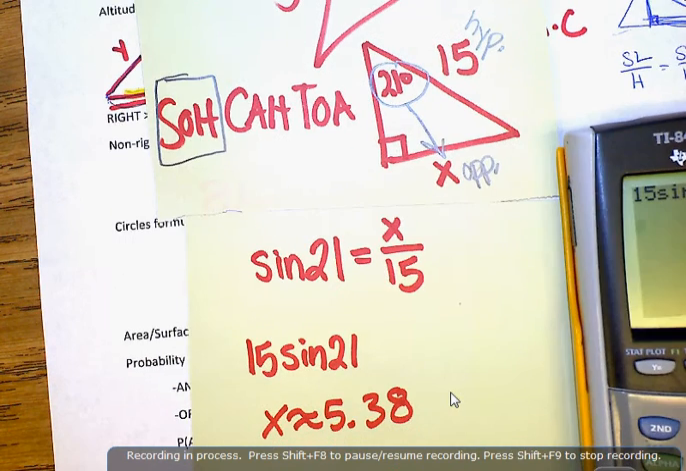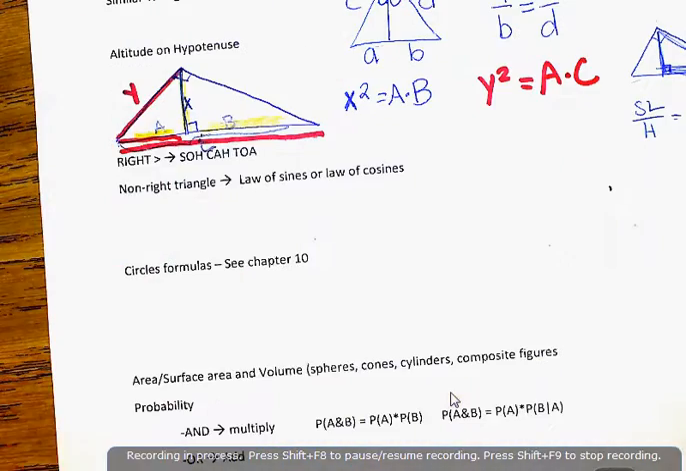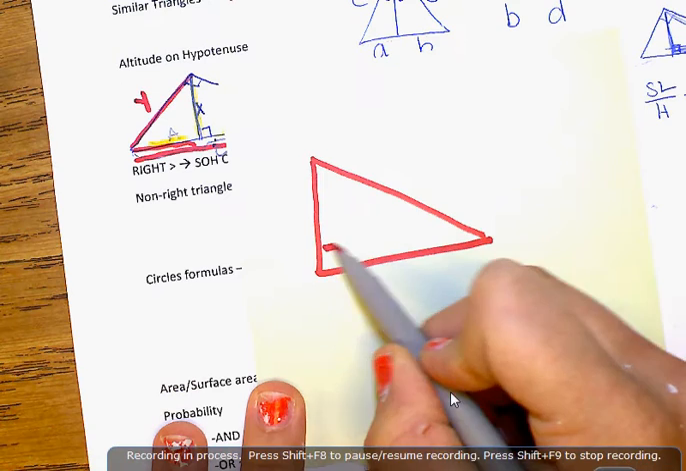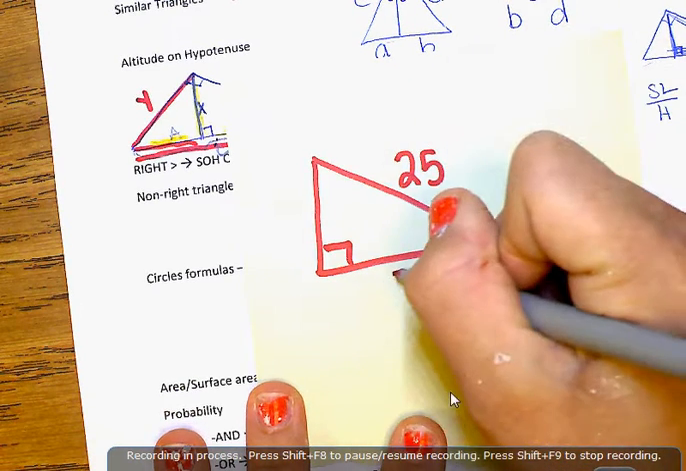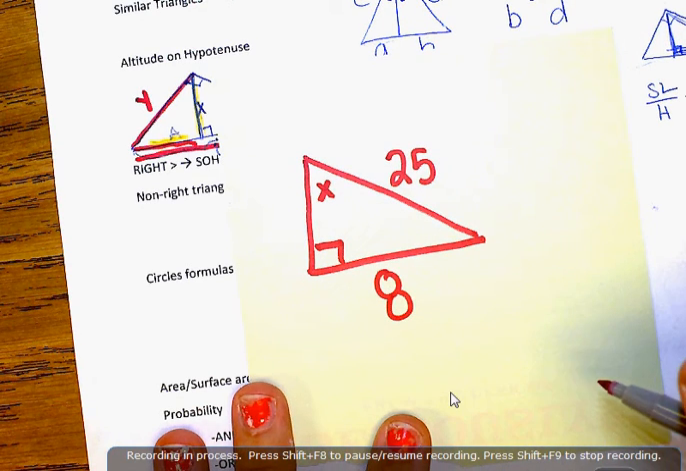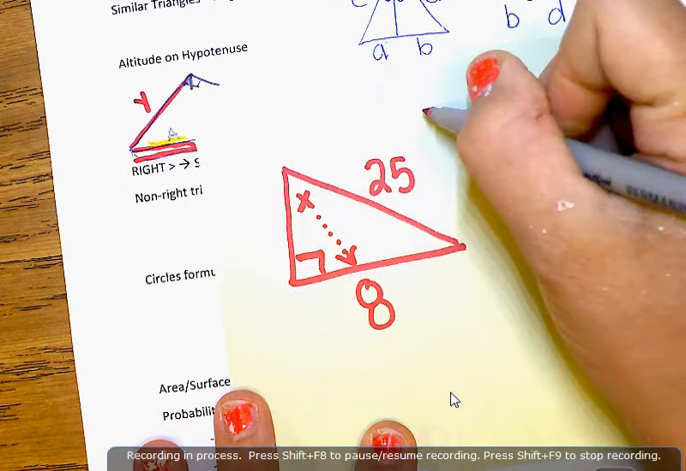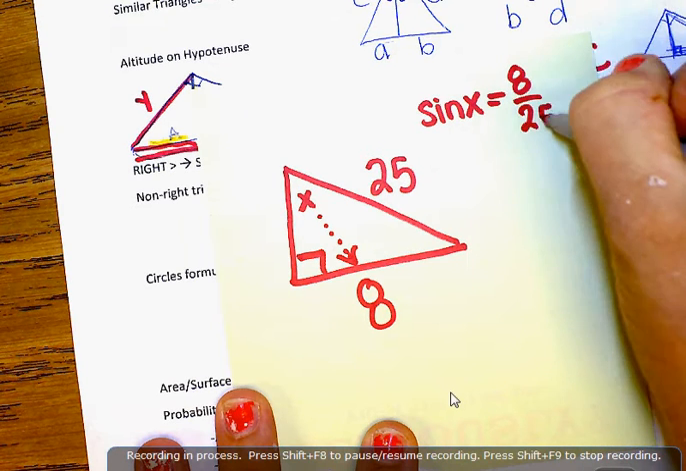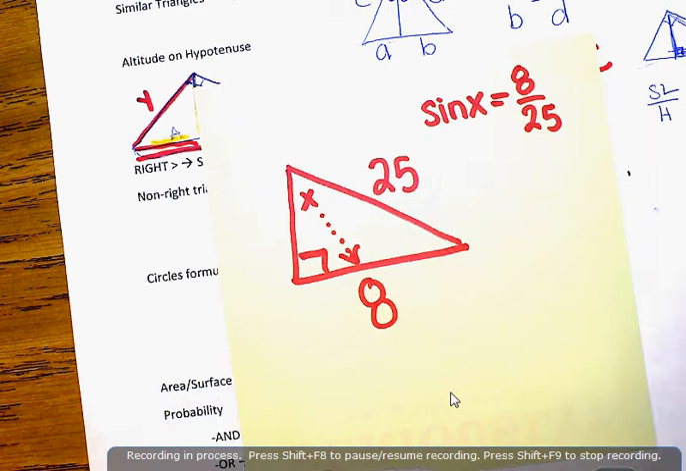Okay, there's a couple other things you're going to want to be aware of. Let's say that I gave you two side lengths, and it is a right triangle. And I gave you that this is 25 and that this is 8. And I want to know what the value of X is. Okay, I've still got a sine. There's the opposite. This is the hypotenuse. So the sine of X is equal to 8 over 25.